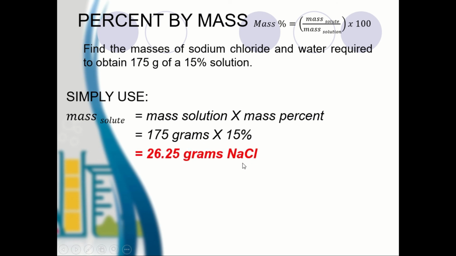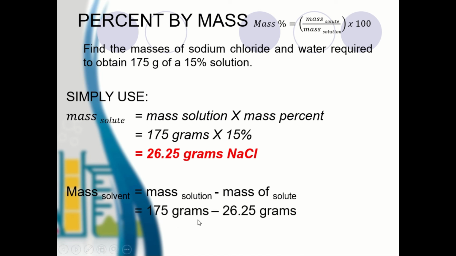So, it will be 26.25 grams of sodium chloride. This is the mass of the sodium chloride. How about the mass of the solvent, which is the water? So, mass of the solvent will be equal to the mass of the solution minus the mass of the solute. Kasi di ba ang ating solution ay solute plus solvent. Para makuha natin yung mass ng solvent, ibawas natin yung solute doon sa solution. So 175 grams minus 26.25. So that means the mass of the solvent will be 148.75 grams of water.